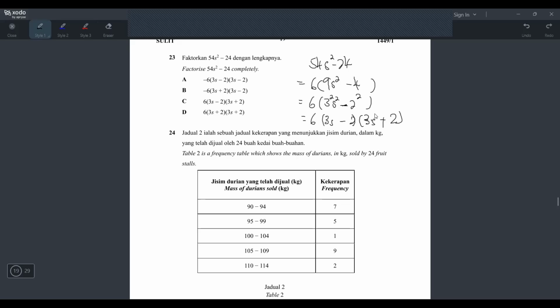So now can you factorize further? Cannot already. 3s minus 2, 3s plus 2, this one cannot be factorized. So I think I already factorized completely. So this is the answer. Let's go to my ABCD. Which one is the answer? 6, 3s minus 2, 3s plus 2. I think it's C, right? So yeah, that's how you do it.